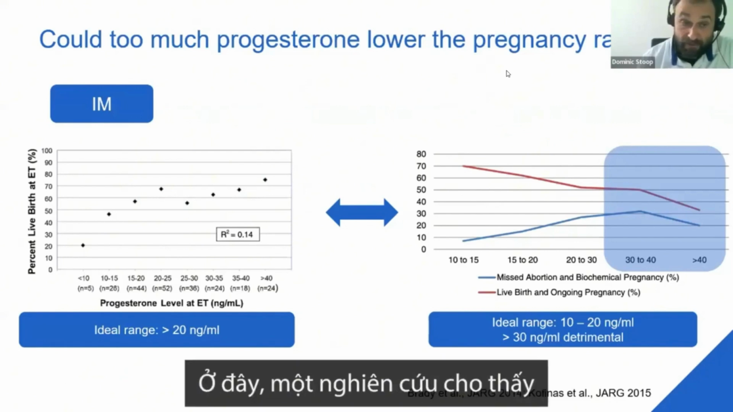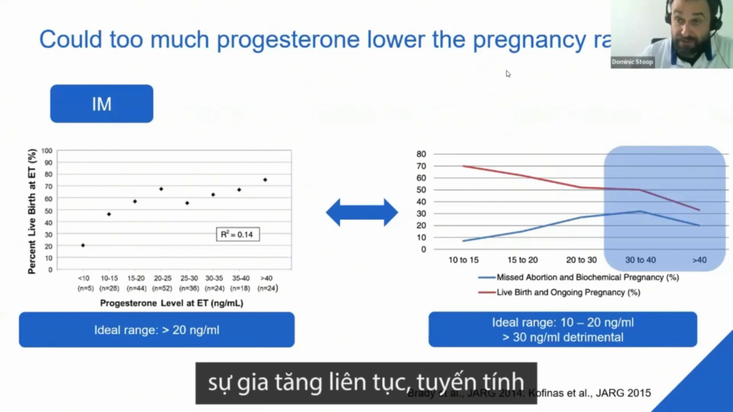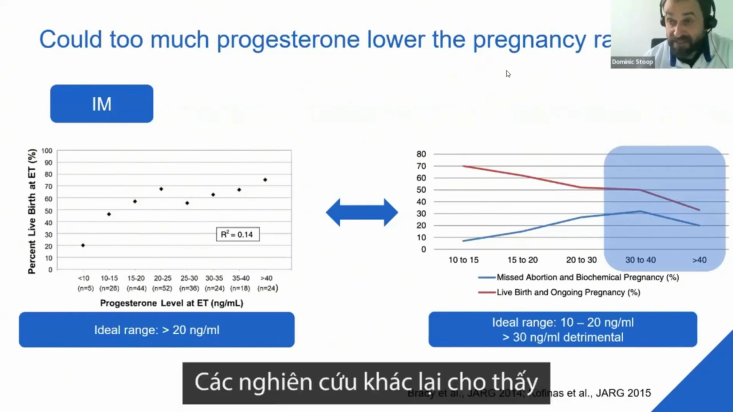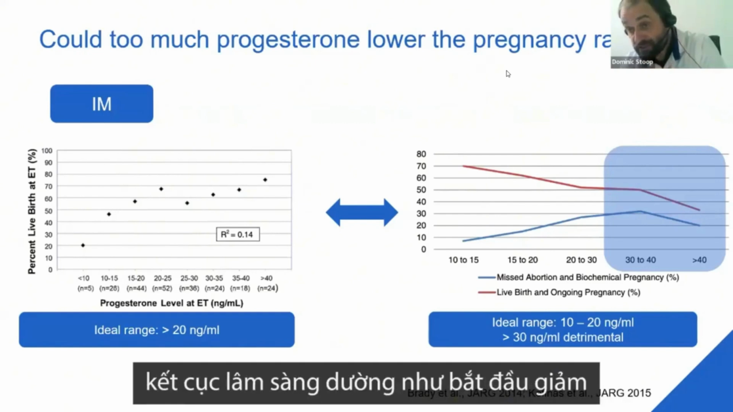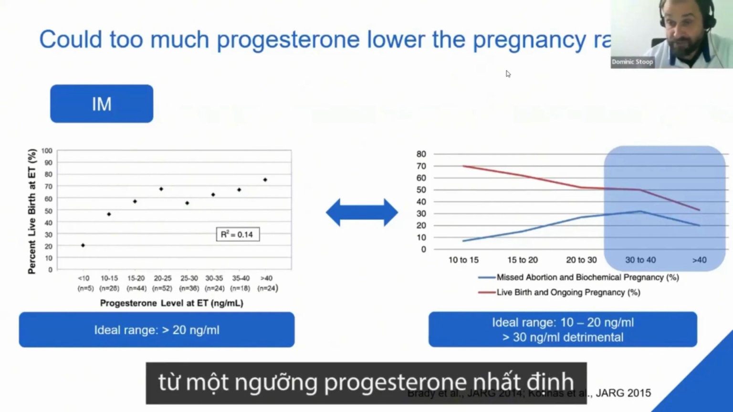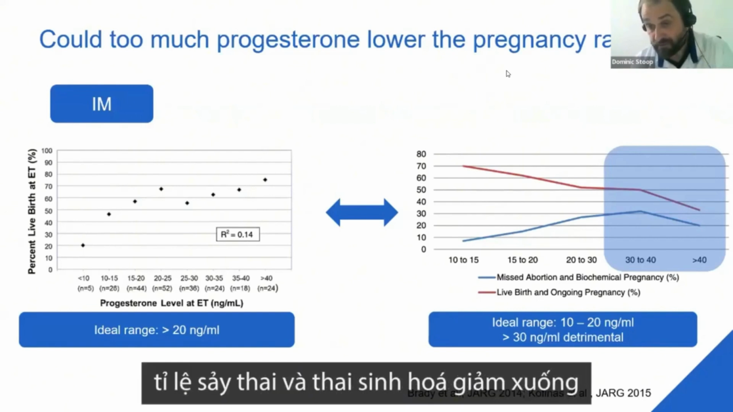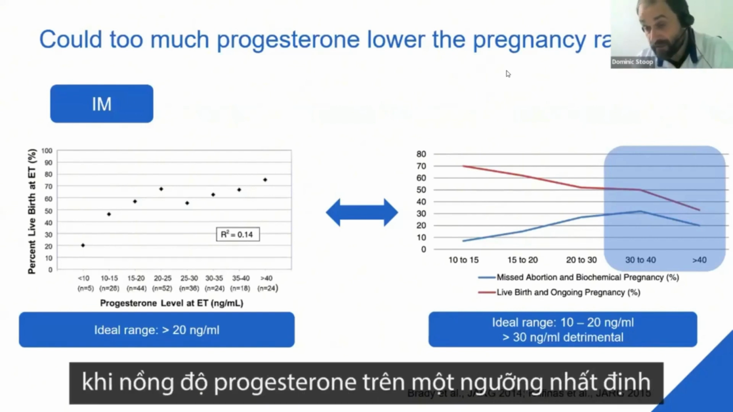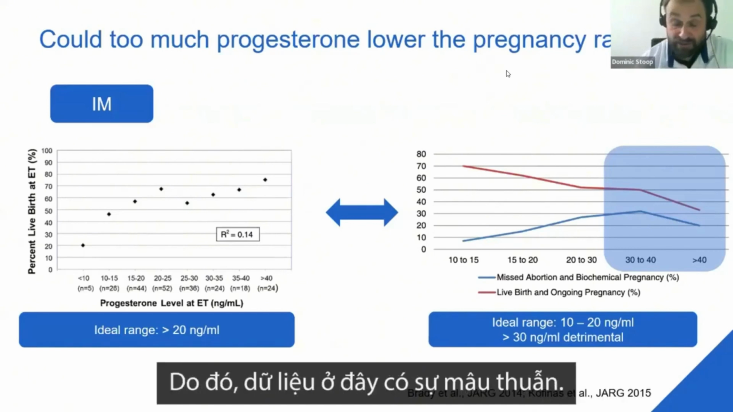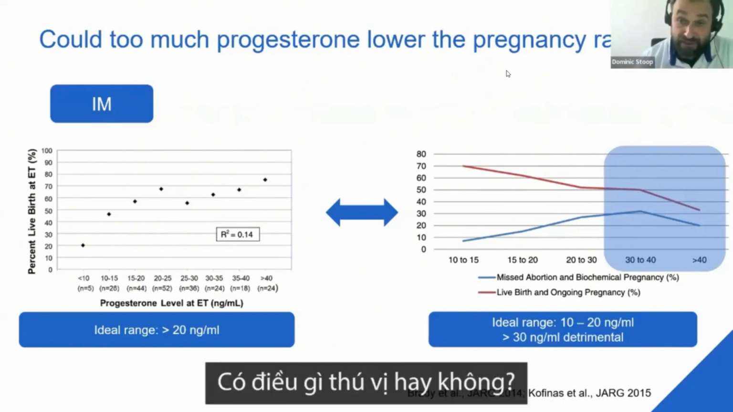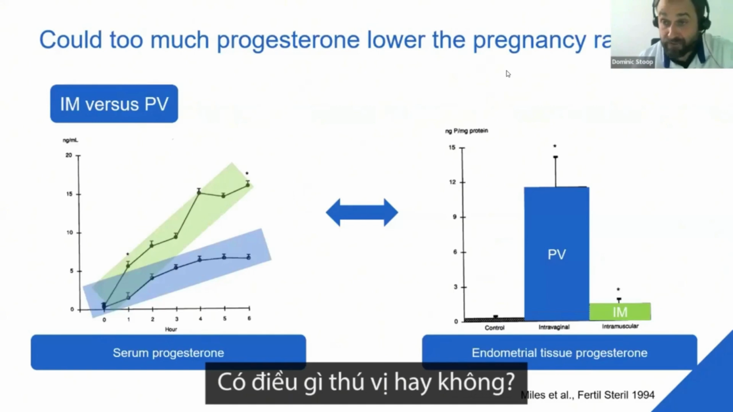So one study shows a continuous, linear increase with outcome if progesterone levels increase. All the other studies seem to show that it starts to decrease from a certain progesterone level onward. You see this here, this blue line seems to go down. Missed abortion, biochemical pregnancy rates go down. Also live birth rates tend to go down above a certain threshold. So this is conflicting. So what about vaginal progesterone? Is there something that plays a role?